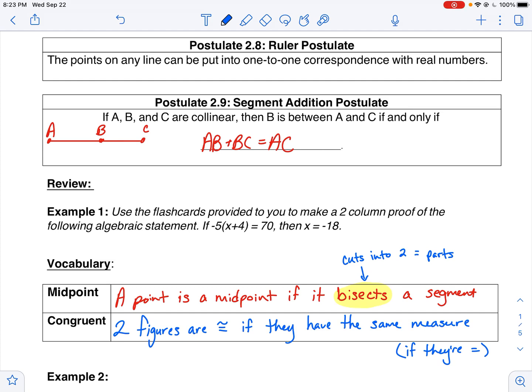Postulate 2.9, the segment addition postulate, that's the one that is the main focus for today's lesson. So if A and B and C are all collinear, then B is between A and C if and only if AB plus BC equals AC. Not necessarily a midpoint, but it can be.